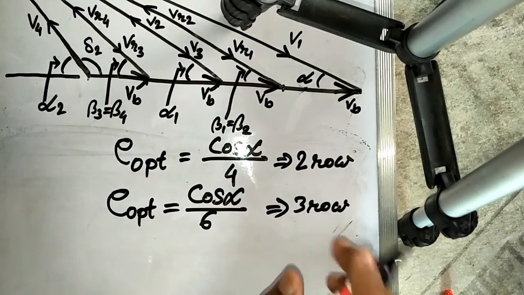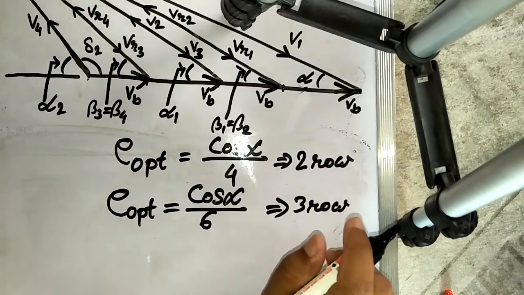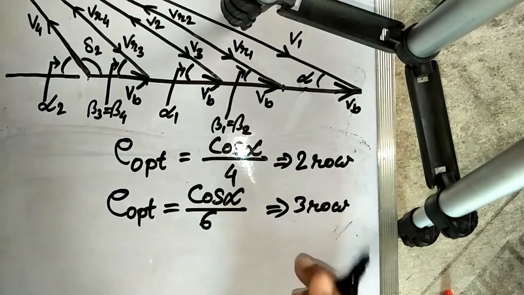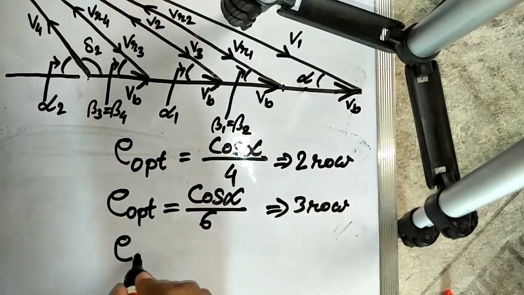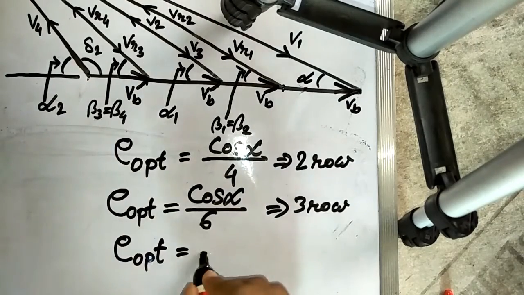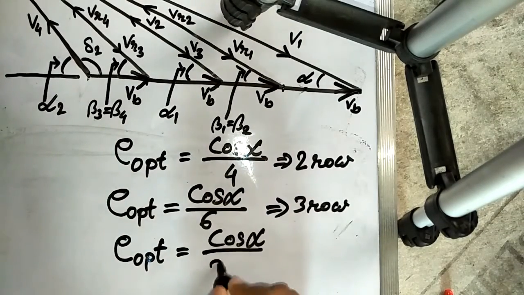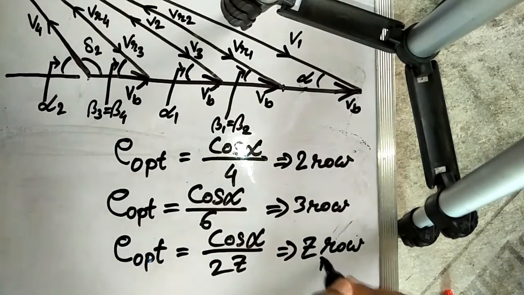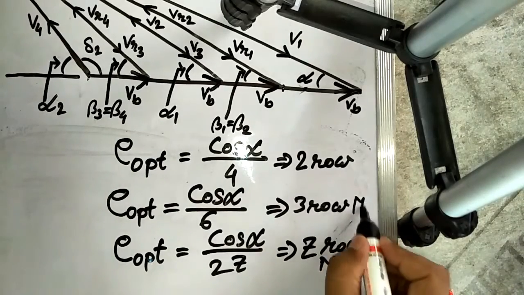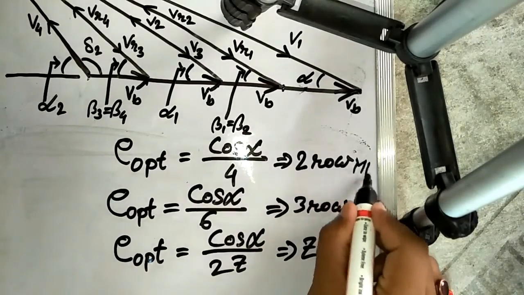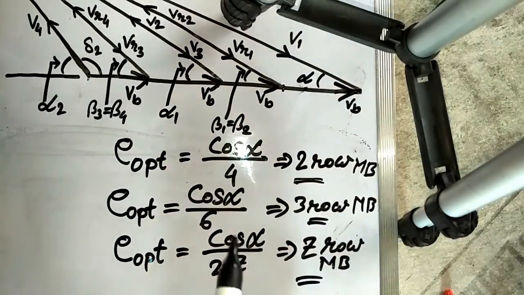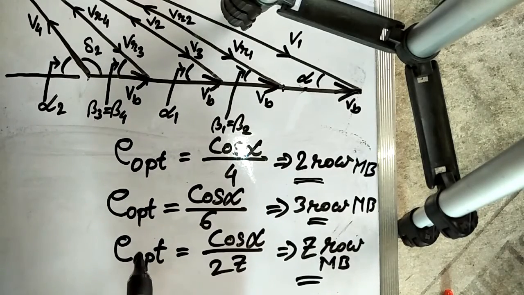Now if we have z rows of moving blade, the optimum velocity ratio will be cos alpha by 2z for z rows of moving blades. So for 2 rows, 3 rows, and z rows of moving blade, we get the optimum velocity ratio, rho optimum, equals to cos alpha by 2 into z.